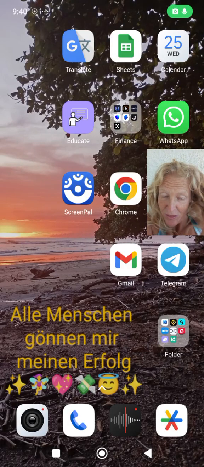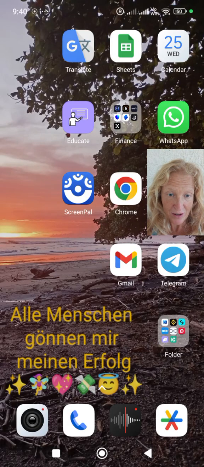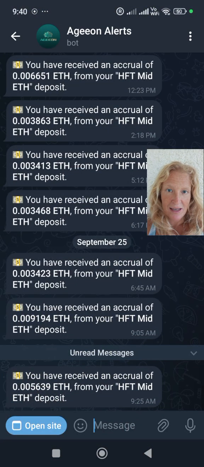Guys, this is about withdrawing money from Ageeon, and I will talk a bit more about this topic, but I will first show you how I withdraw. Also, this is my Telegram alerts that I have activated for all my deposits, and my current deposit of the latest of the day.